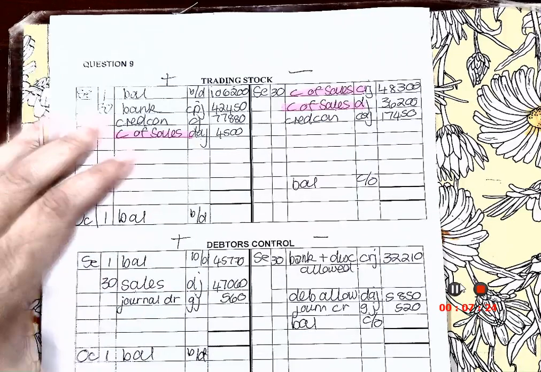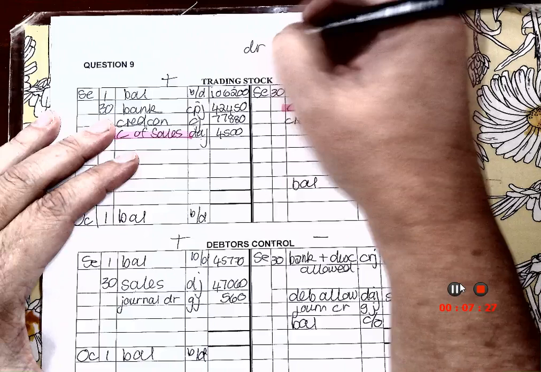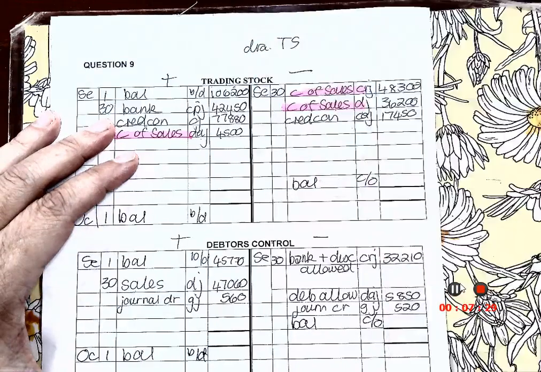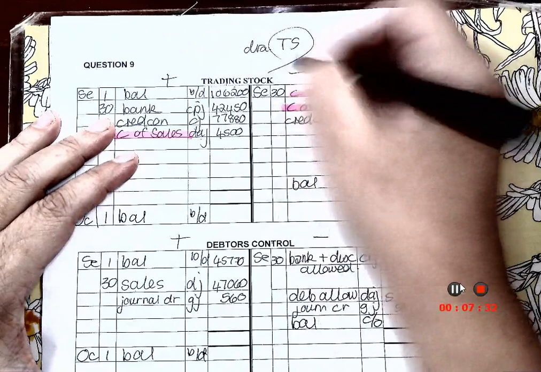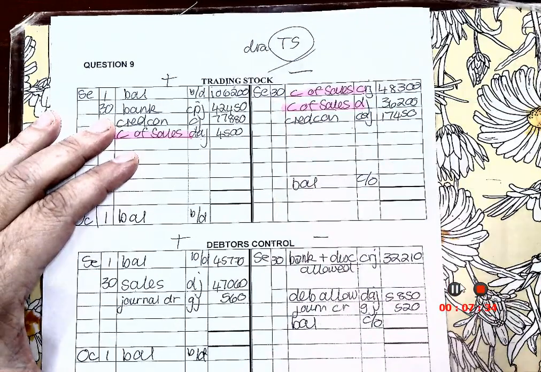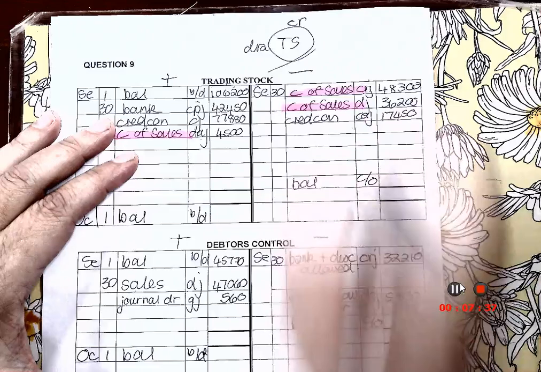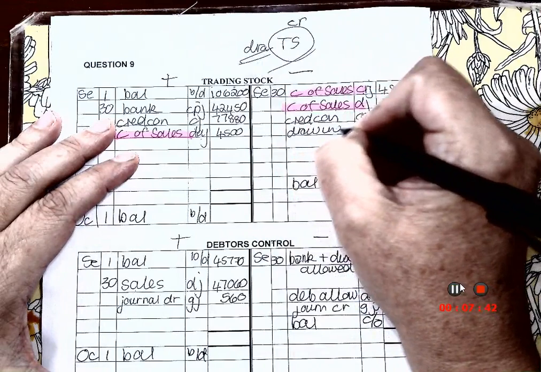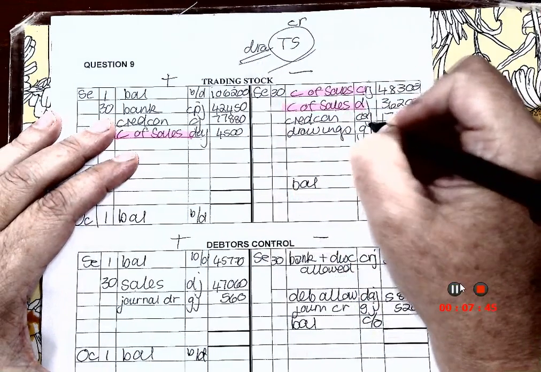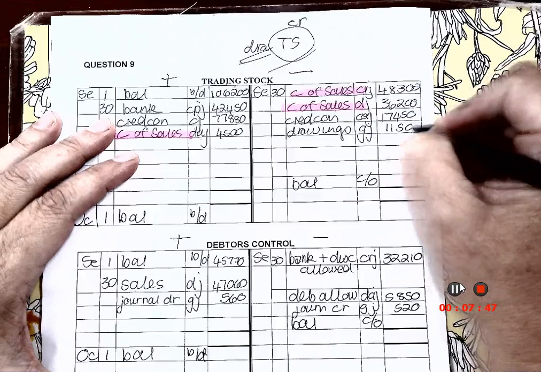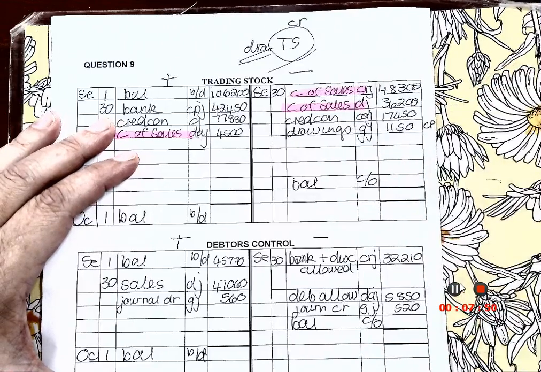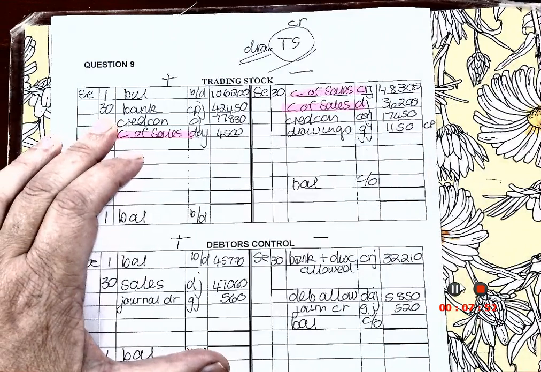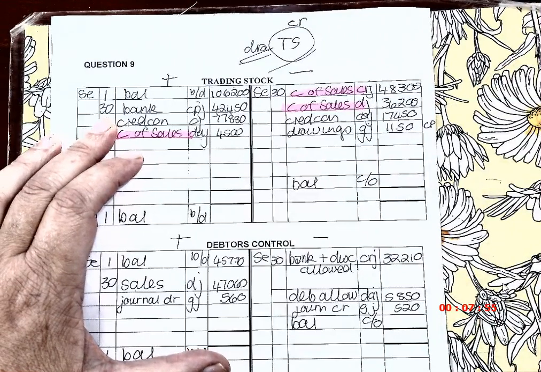So you remember that would be drawings, trading stock. What T am I doing? Trading stock. What side is it? Credit. What's the contra? Drawings. So I say drawings, GJ, and they say the cost is 1,150. I must always remember this is cost price. So if I gave you the selling price, you would have used the 30% to work it to the cost price. Is everybody sharp? Okay.